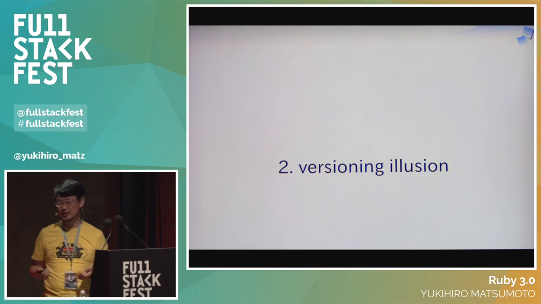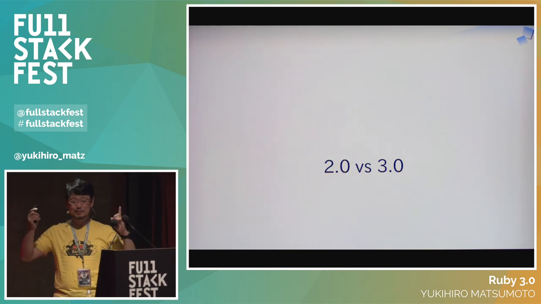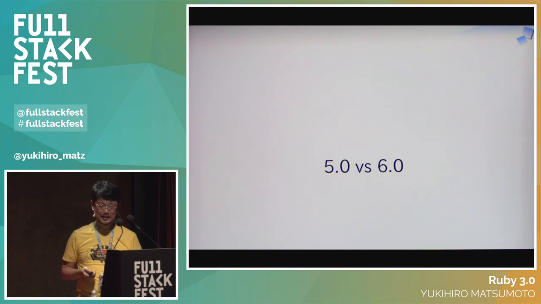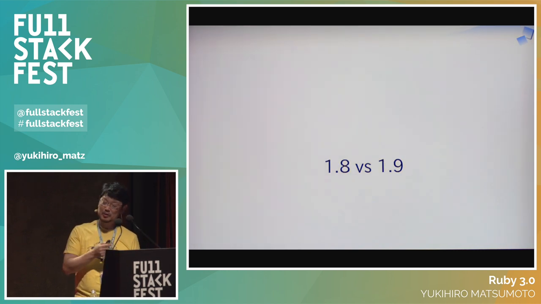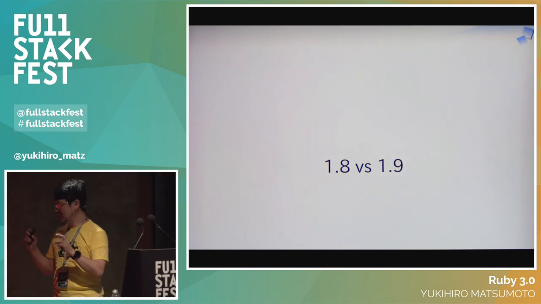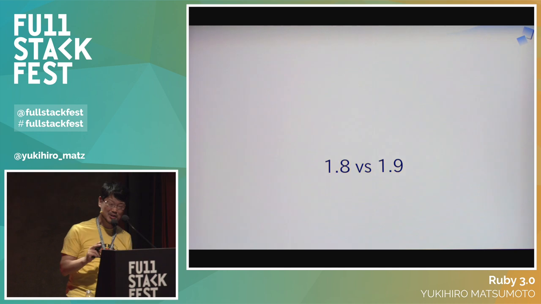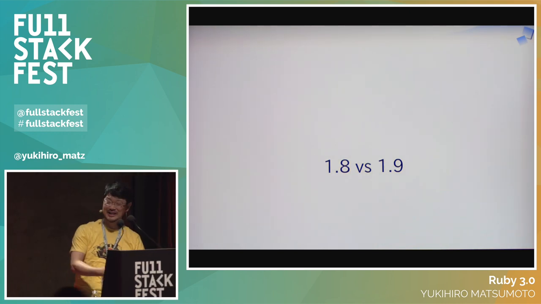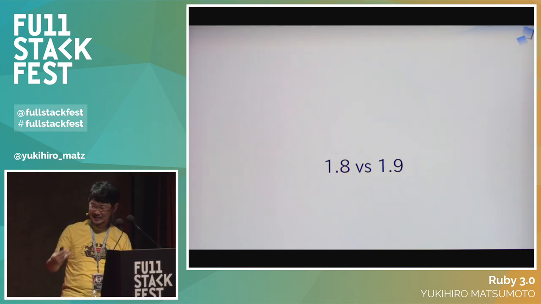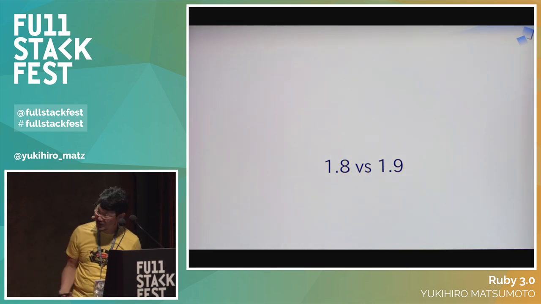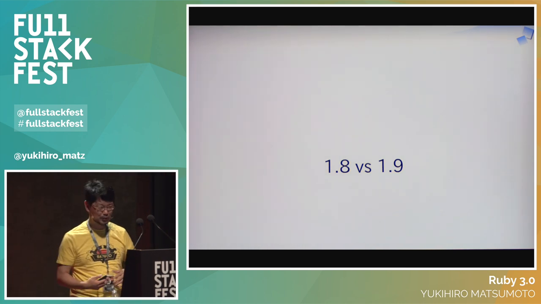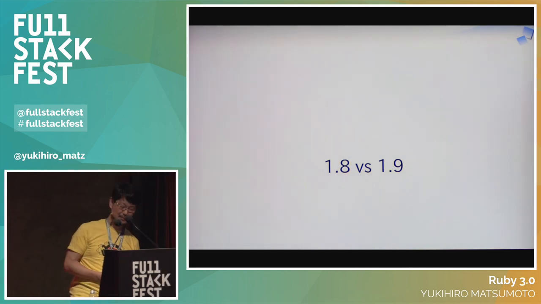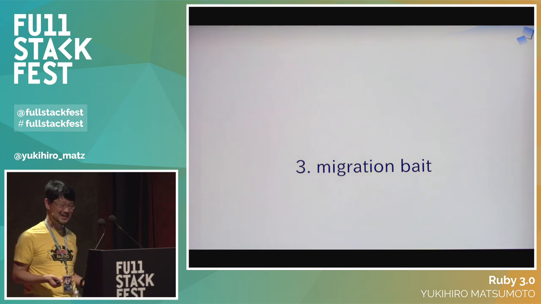The second is the versioning illusion. Usually, we have the Python 2 and Python 3 syndrome, or the Perl 5 and Perl 6 gap. But we did 1.8 and 1.9. That seems an illusionary small step. That kind of illusion helps us conquer that kind of migration gap, or the second system syndrome gap. But still, it took 5 years. For other languages, like Perl 5 and Perl 6, it may take much longer than that, maybe. The second one is not that important, though.